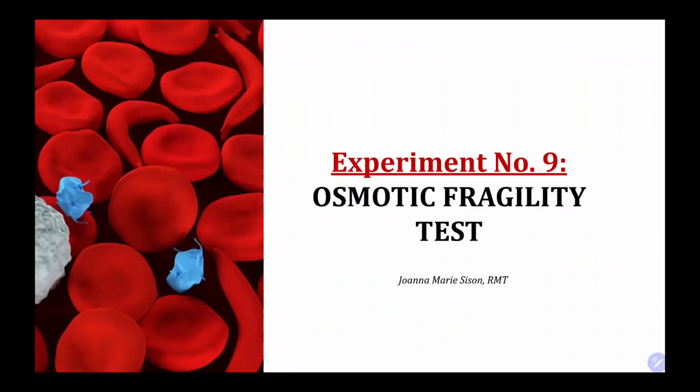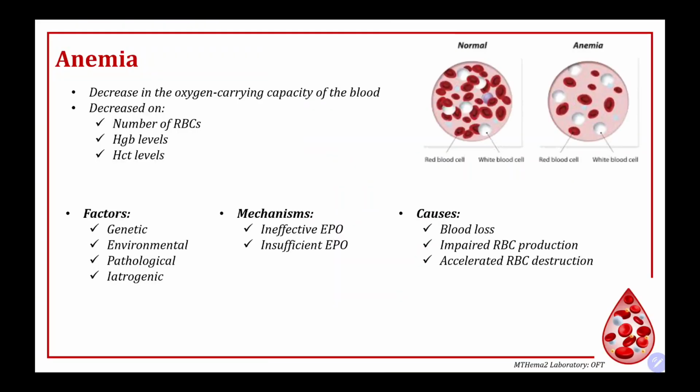Good day everyone. This discussion will be all about your experiment 9, Osmotic Fragility Test. But let's first define anemia. When we say anemia, this is the decrease in the oxygen carrying capacity of the blood, thus having a decrease in the number of RBCs and levels of hemoglobin and hematocrit.